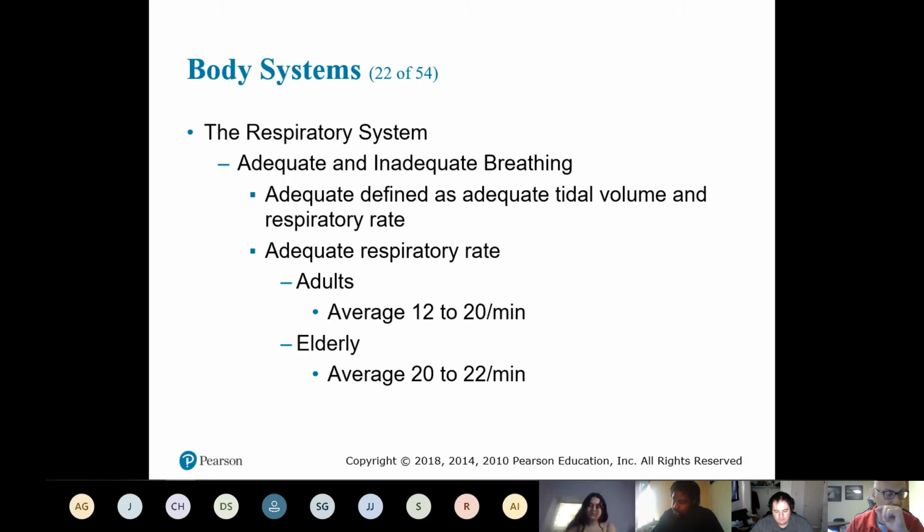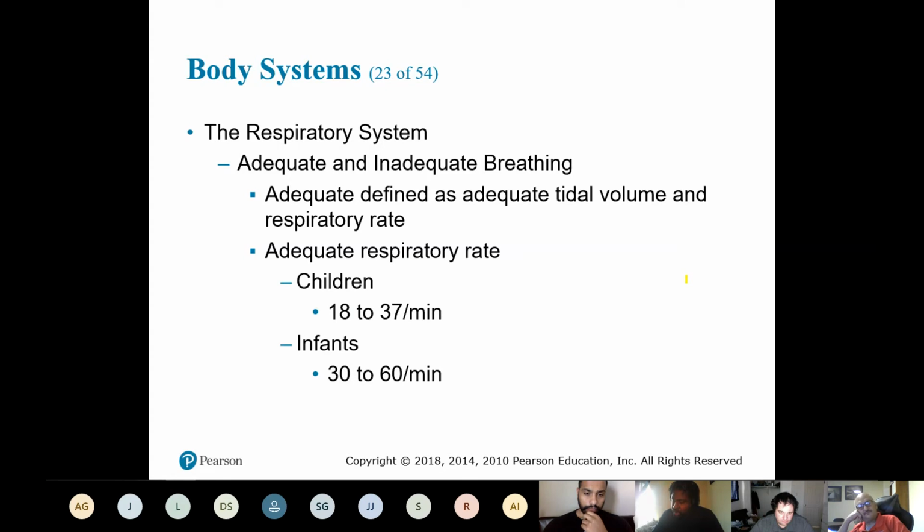So what's the respiratory rate for an adult? 12 to 20 a minute. 12 to 20. Children. 20 to 22.